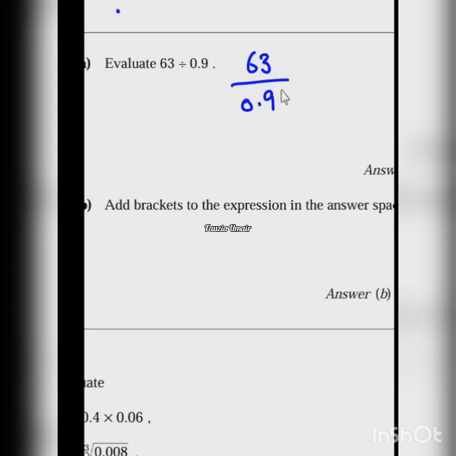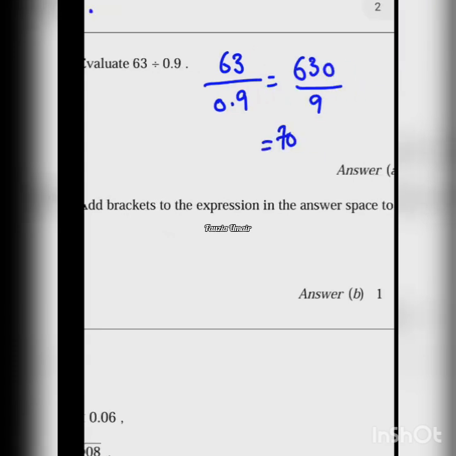630 by 9. Very good. And if you remove this decimal, the final answer is 70. Right. 630 by 9, final answer is 70. That's right. So just write down this answer on the dotted bar.